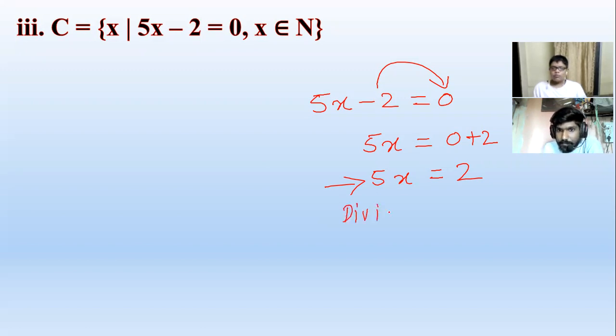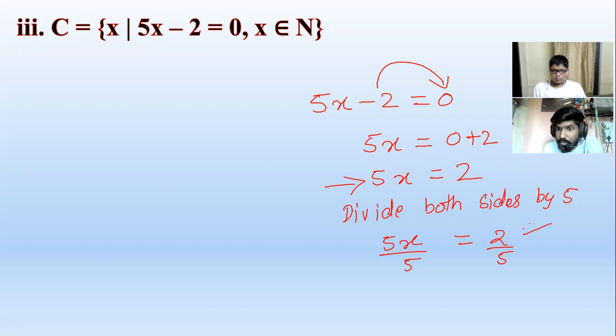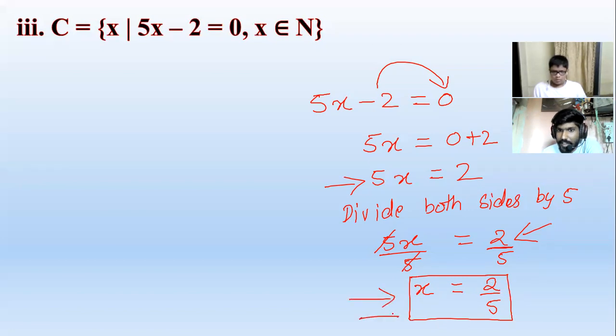So when you divide both sides by 5, what will happen? This will become 5x upon 5 is equal to 2 upon 5. But what have you written? 2.5. Was it 2 upon 5? No, sir. I said 2.5. So here, 5 and 5 cancel, and you are left with just x. So x is equal to 2 upon 5. This cannot be divided. 2 cannot be divided by 5, so we leave this as it is. This is a fraction. So the value of x is 2 upon 5.